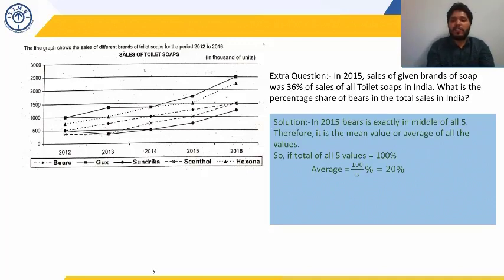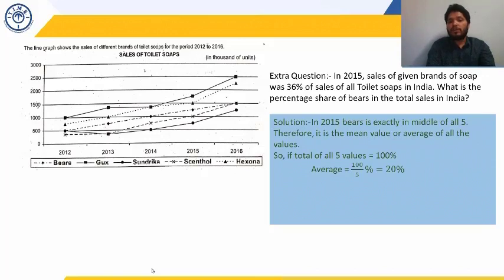So if it is the average value, then it is going to be the middle one, and the middle one is beers. So can I say this is for beers? This 20% is going to be the sales of beers in 2015. Yes, we can say that. Why? Because it is in the middle, so it is going to be the average value, and the average we have found out is 20%.